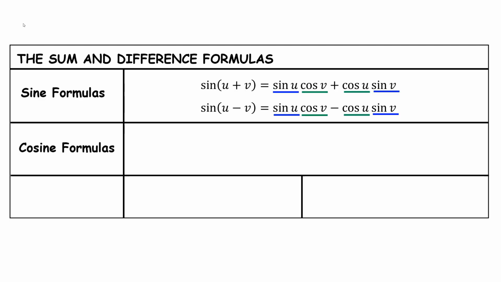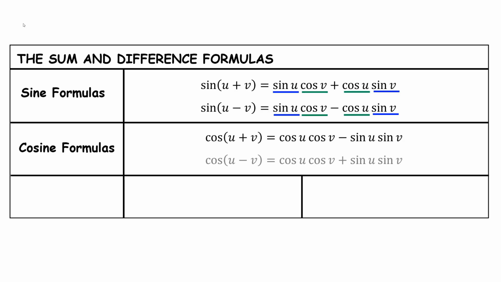The sum and difference formulas for cosine look like these. This time, the sum formula is a difference, and the difference formula is a sum. So for cosine, the signs don't match. The other thing is that for the cosine formulas, you've got cosine, cosine, sine, sine. You've got cosine u, cosine v, sine u, sine v. Both of the right sides look exactly the same except for the sign in the middle.